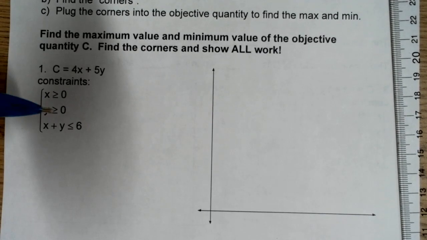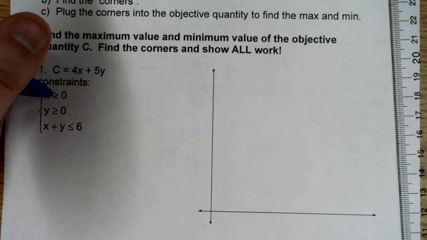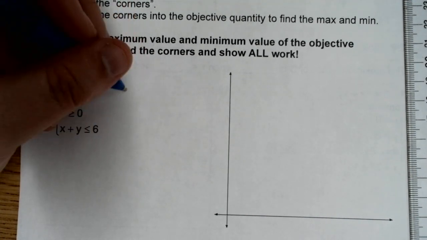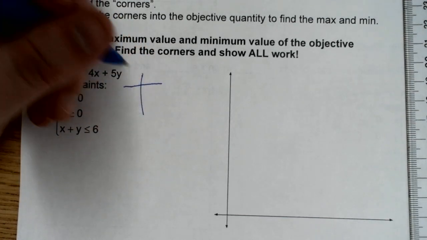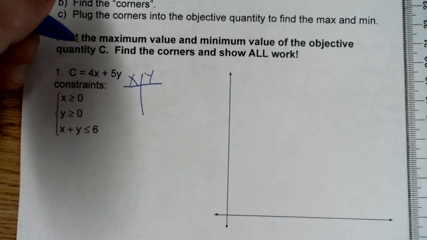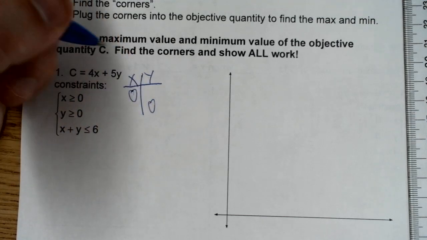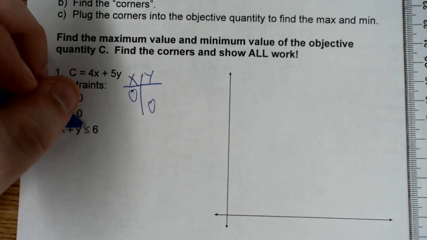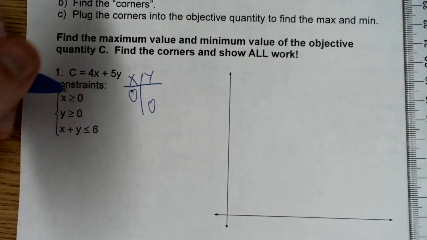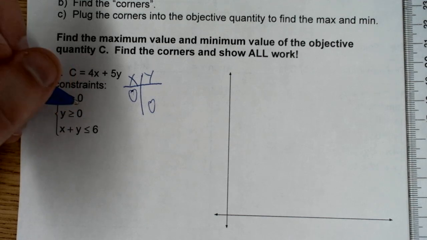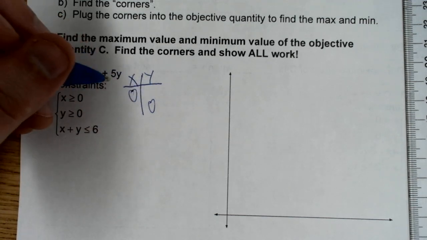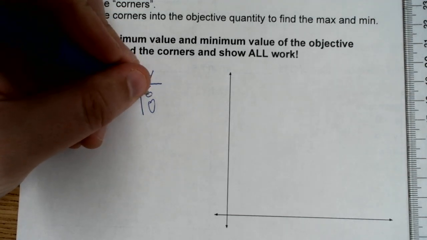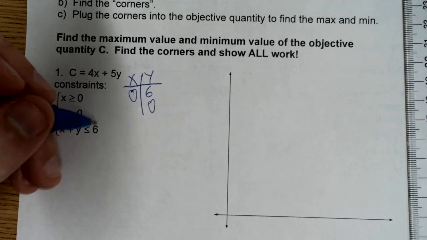So, first thing I need to do is, I know the graph of these two lines without any problem, but I need to either find the x and y intercepts for this line, or turn it into slope-intercept form. So if you turned it into that, you'd end up with y equals negative x plus 6, and you could graph it from there. Or if I find the intercepts, when I put x equal to 0, y is 6. When I make y equal to 0, x is 6.